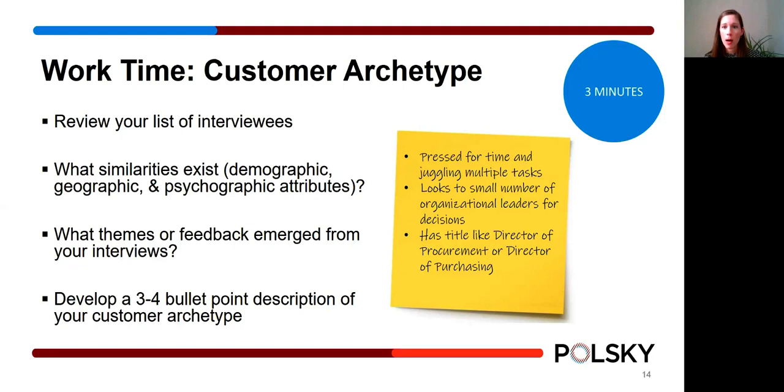So I'm going to give you about 3 minutes right now to reflect on who you've talked to or who you plan to talk to, and think about your customer archetype. What I've put on my post-it note here are examples of a couple of bullet points that are starting to describe or illustrate my customer archetype. If I go out and talk to individuals, things I may begin to pick up from them, or hypotheses I have if I haven't started, are that maybe they're pressed for time, multitasking, with lots of responsibilities. I'm hearing that they always go to one or two people in the organization to make decisions, and that's happening at all the different businesses I'm talking to. Maybe I'm learning that they all have similar titles, like director of procurement or director of purchasing. And so I'm realizing that's who I need to search for on LinkedIn, or who I'm looking for as I go to conferences and look at the attendees and speakers.